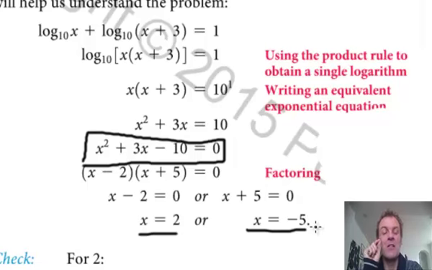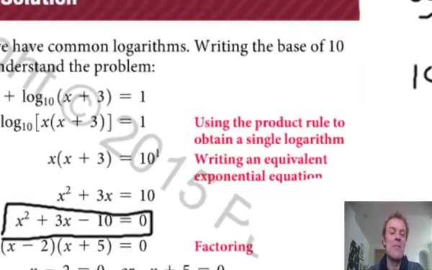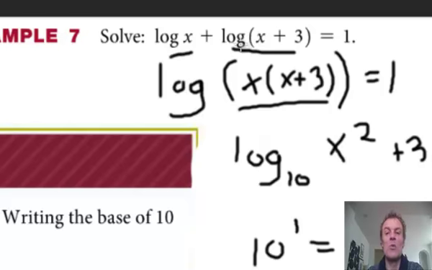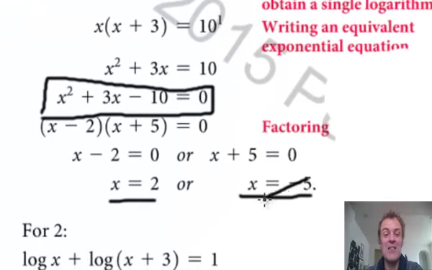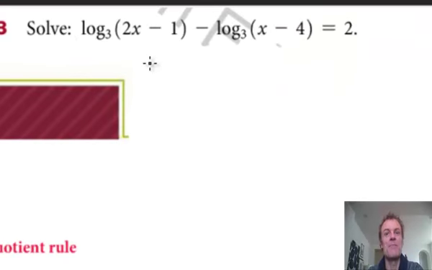Now, remember, these are logs. Be careful. If I put 2 back into here, it will work. Log 2 plus 3, log of 2. But look, if I put -5 back here, remember, we can't take the log of negatives. Remember that. That will not work. Here we go, another one.